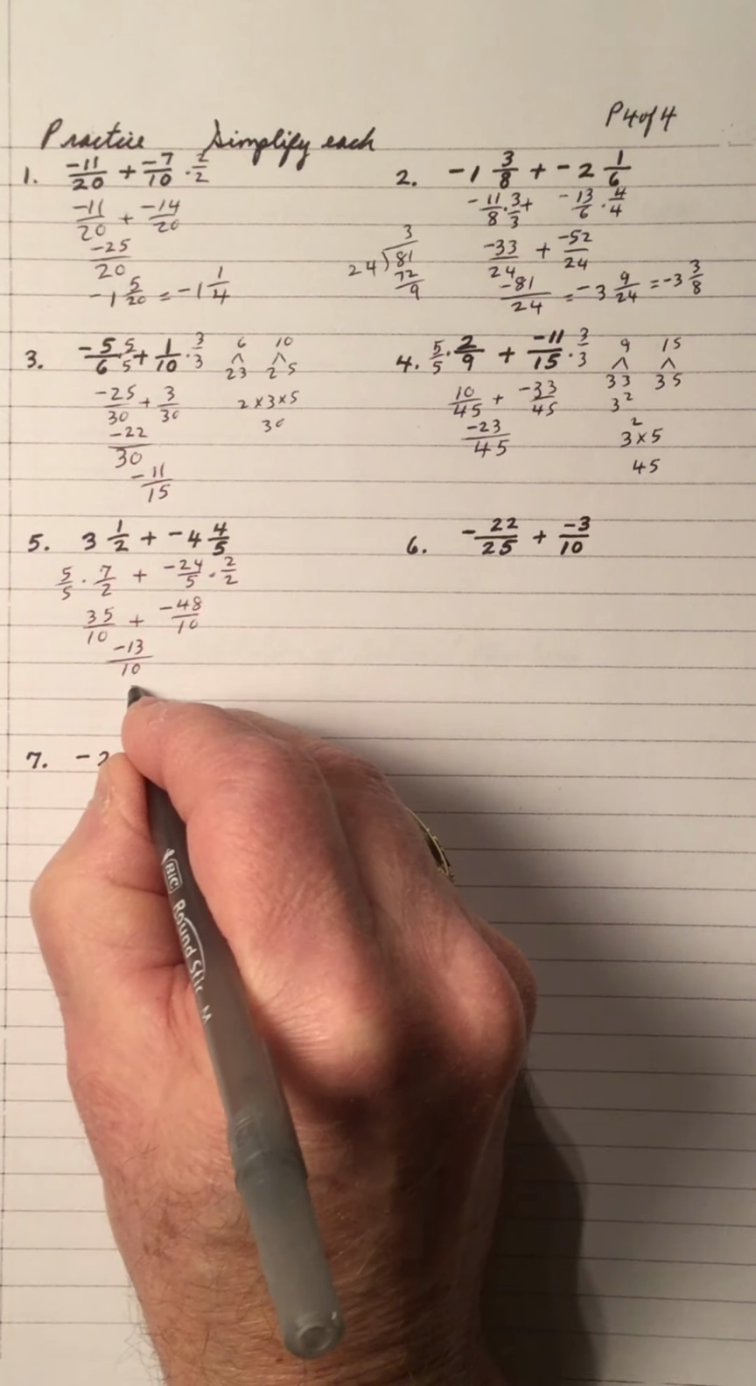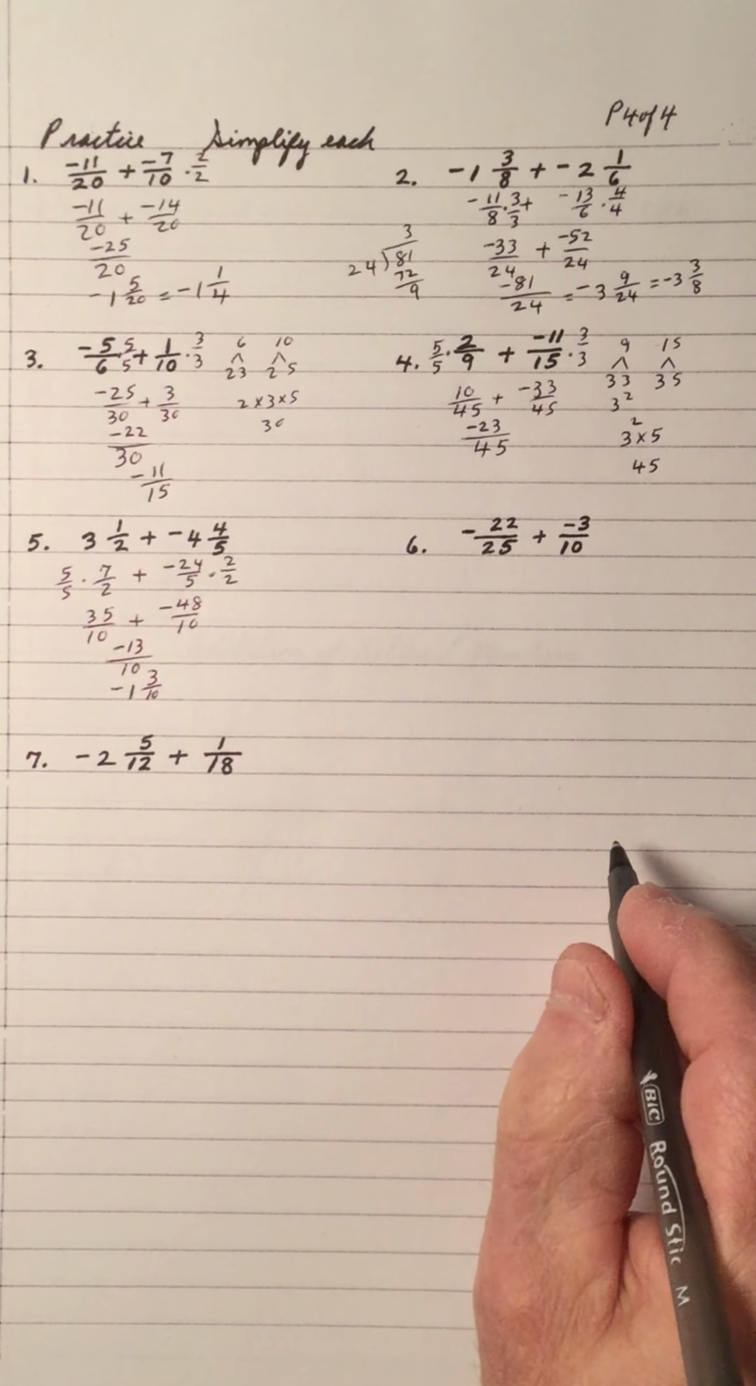10 into 13 goes once, and 3 left over. So negative 1 and 3/10.